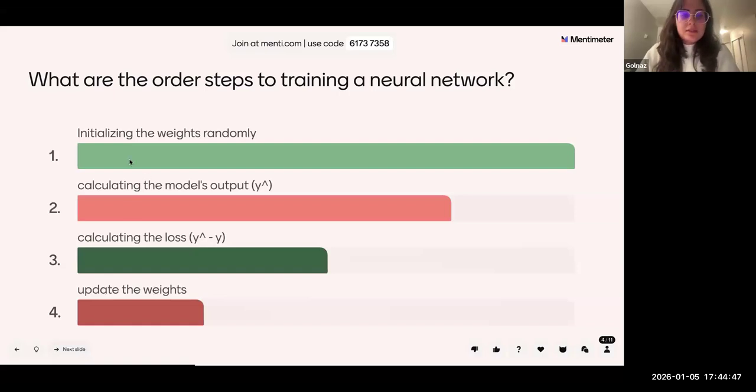Okay, that is correct. So random weights at the beginning, calculating the output, and based on the output and the expected output, you calculate the loss. And now that you know how far off from the actual ground truth you are, you can update the weights so that you're making better predictions.